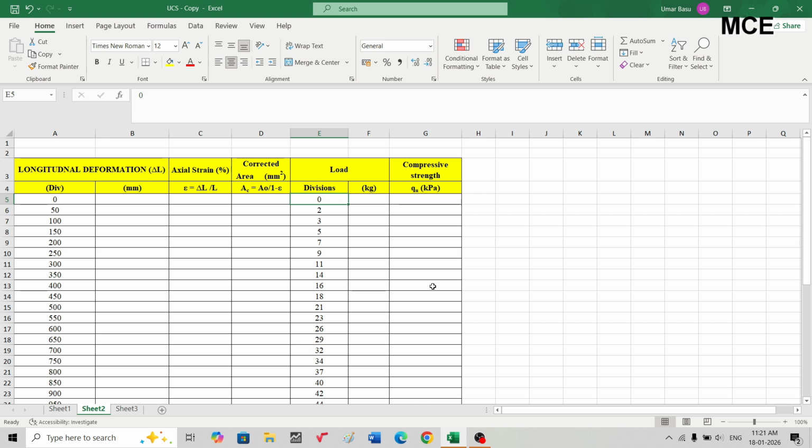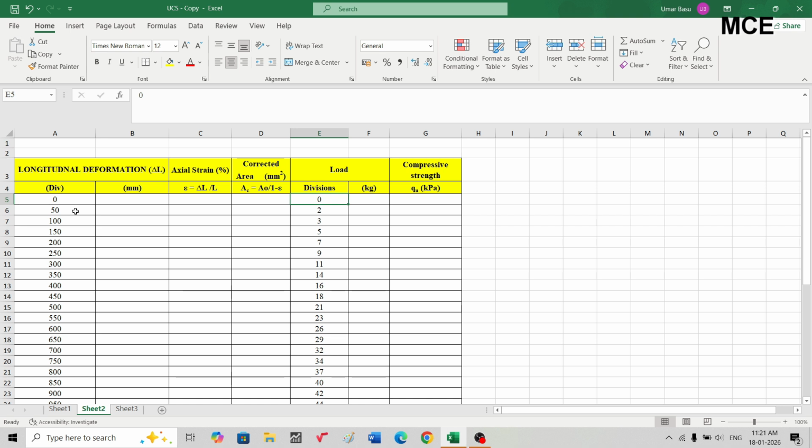In this video, you will learn how to process the results of the unconfined compressive strength test for a soil to get the unconfined compressive strength of soil. I have already performed this test in the laboratory and the test results are written in this table. Now I will process these results to calculate the unconfined compressive strength of soil.